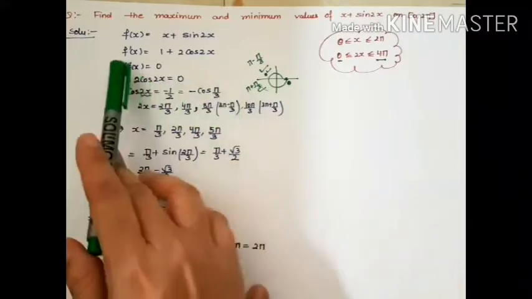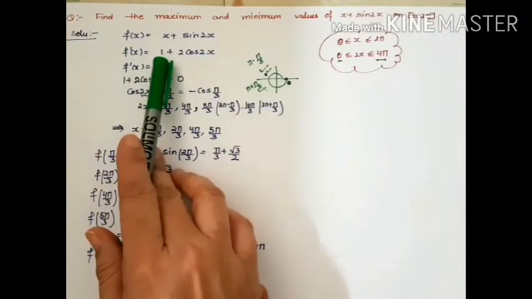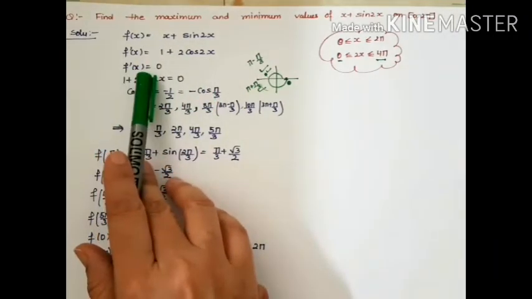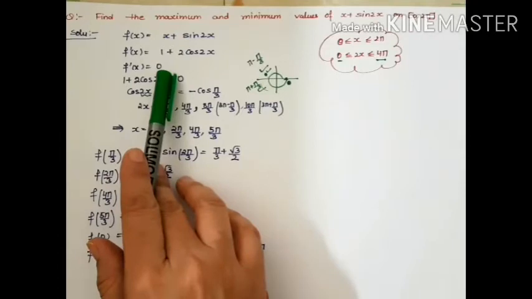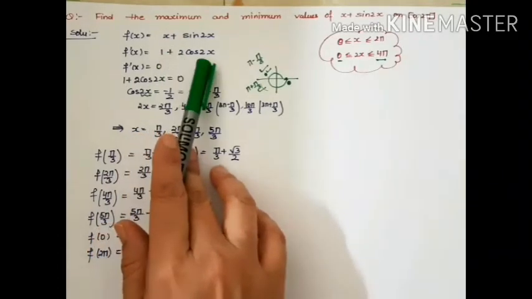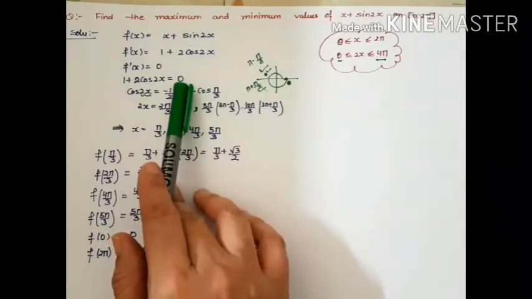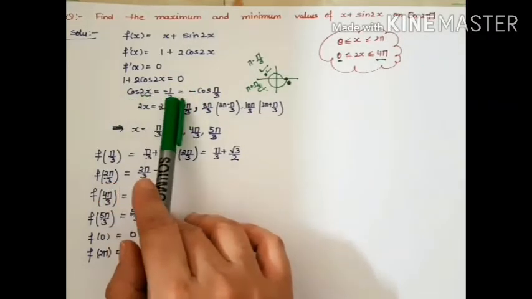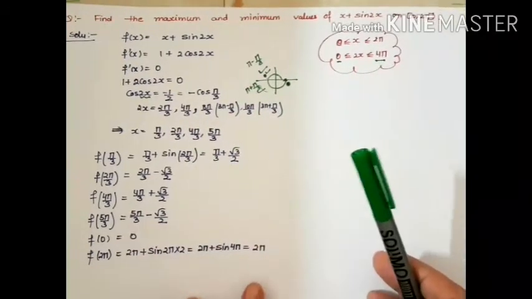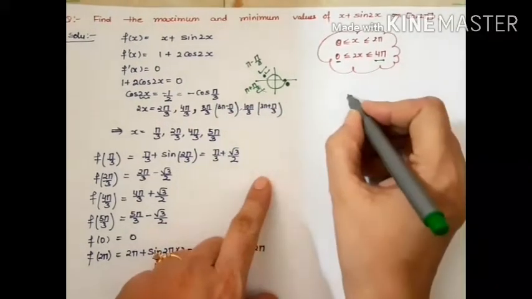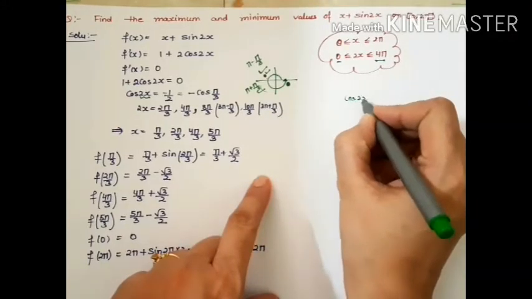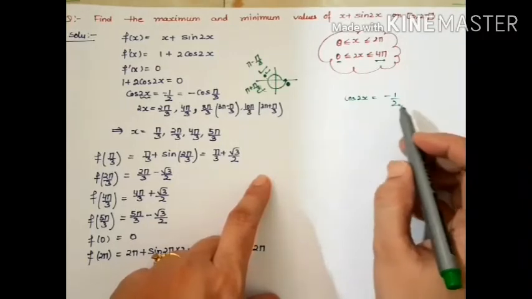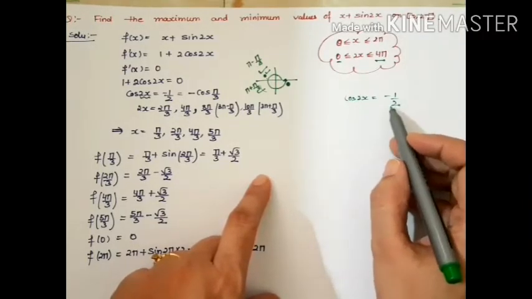The first step is to find f dash x, which in this case will be 1 plus 2 cos 2x. Now f dash x equal to 0: we are going to equate this whole expression with 0. If you solve it, I will get cos 2x is equal to minus 1 by 2. Once I have got this, I have to find all the possible angles where this equation will be satisfied.